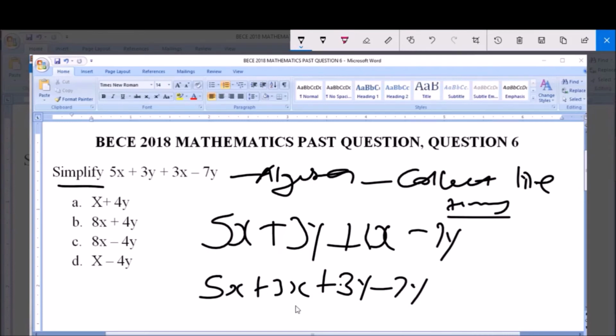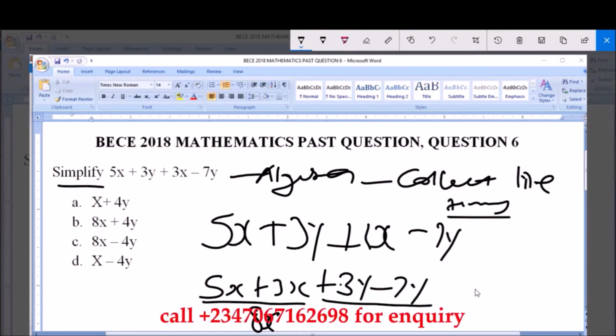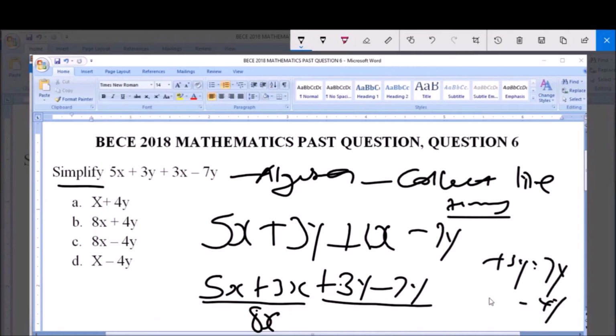Now 5x plus 3x, because they are like terms, will give us 8x. Now plus 3y minus 7y. We have plus 3y, which is a positive integer, and we have minus 7y, which is a negative integer. Now plus 3y minus 7y will give us minus 4y. So therefore we have 8x minus 4y.